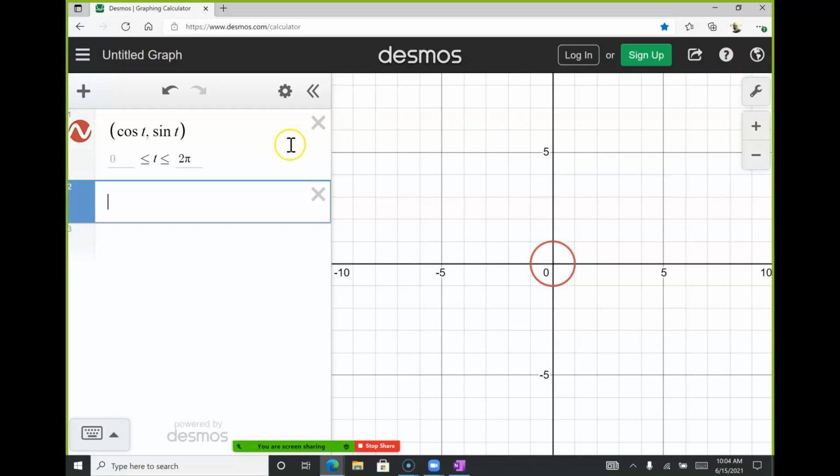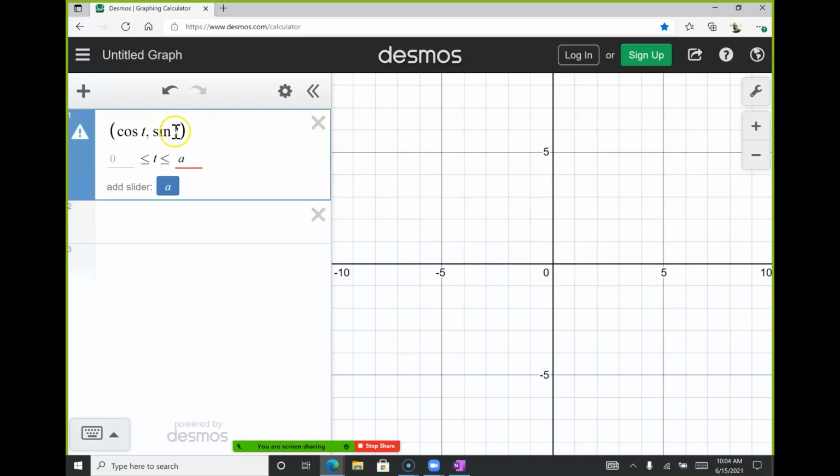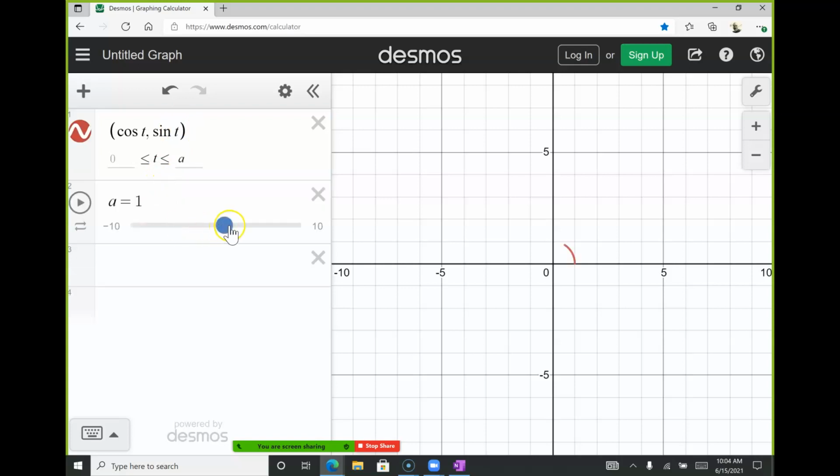I thought I could control this a little bit better. Oh, I know how. I'm going to call this A and add slider A. So I'm going to pick A to go from 0 to 2 pi. And so now you can see that circle drawing out in time.